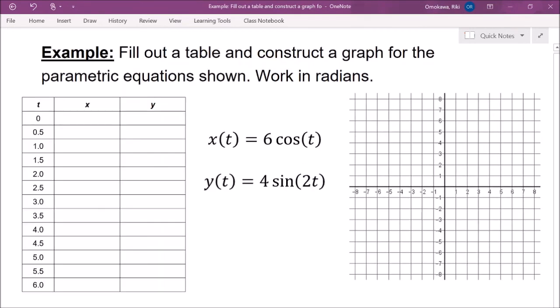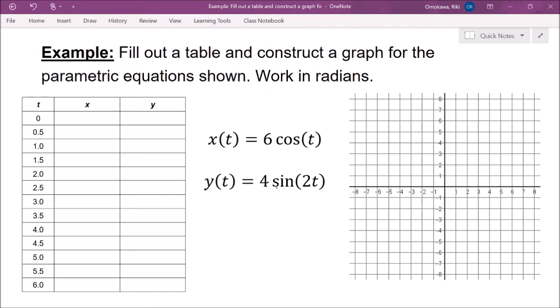Now, a quick word. Here's an example. It says, fill out a table and construct a graph for the parametric equations shown. Work in radians. So this problem is just like the one we just did, although it uses function notation. So x of t is given by that, y of t is given by that. But this is no different from the previous example. It's just saying x is given as a function of t, y is given as a function of t.